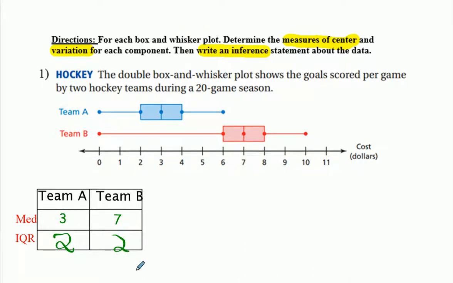So your statement would say something like, overall, Team A's median looks like cost per game, or goals, I'm not sure. It looks like the label and the description is different. But that Team A has an overall lower median than Team B, but they vary the same. And that's another way of saying it, is they vary equally or they vary the same.